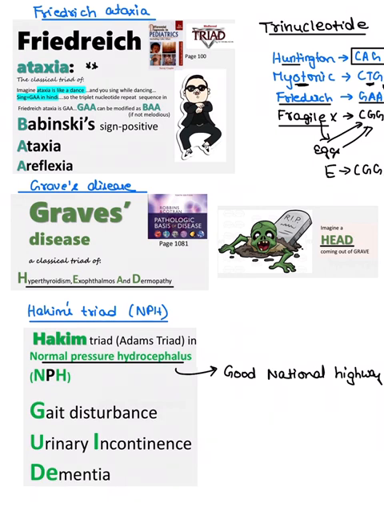Okay, and what are the features of Friedreich ataxia? GAA can be made to BAA. Okay, B is for Babinski sign positive, A is for ataxia, and A is for areflexia.